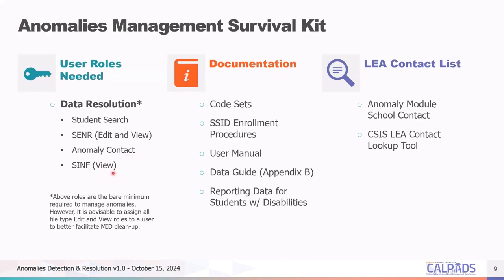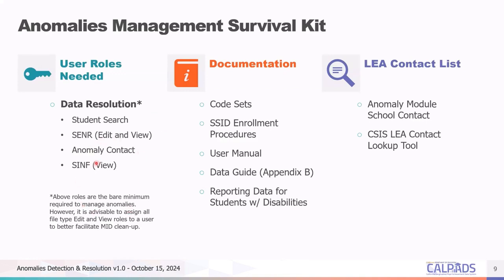And then, of course, you have your SINF view, which is the demographics. It allows you to be able to see the demographic record of students and match their demographics and make sure that that student is the student that you are gaining ownership of. Okay, so if that's a real student that you have, you could match their parent guardian info, you could match their birth date, their residence, their address to see if that's the SSID that you need to pick up. Okay, so these are just basic or bare minimum requirements to manage anomalies.